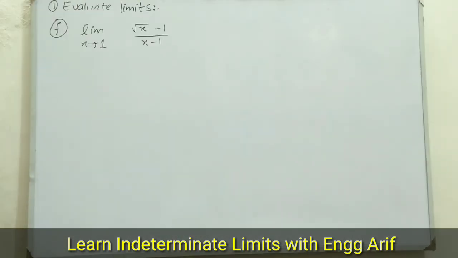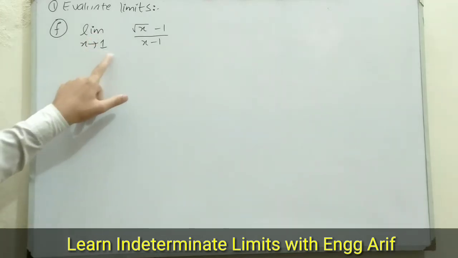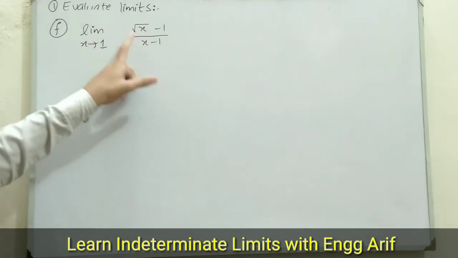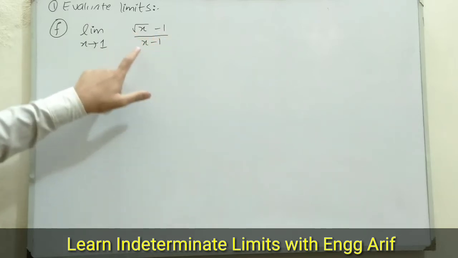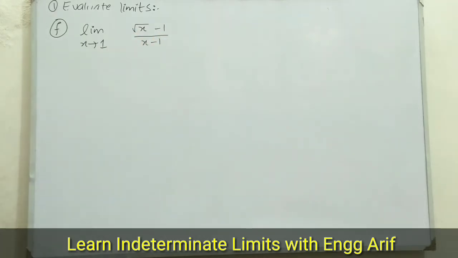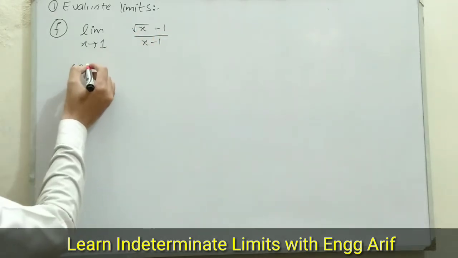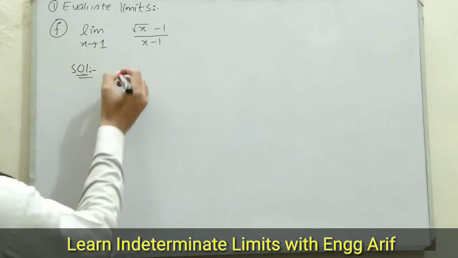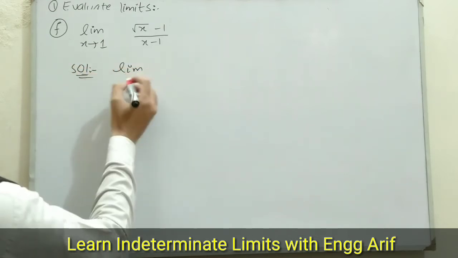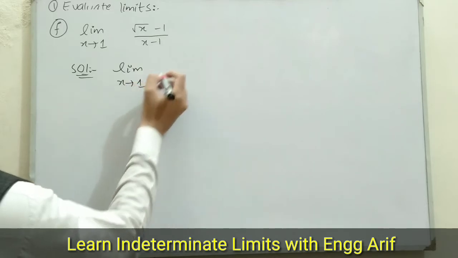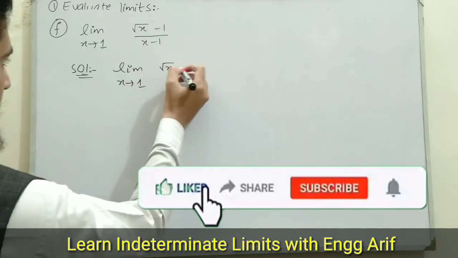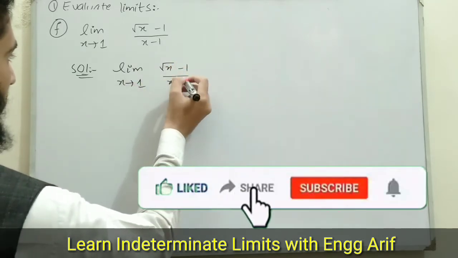Now move to the 6th part, part F of question number 1. It tells that limit x approaches 1 of root x minus 1 divided by x minus 1. So move towards the solution of this part. Here we are given a limit of x approaching 1, and we have the expression root x minus 1 divided by x minus 1.